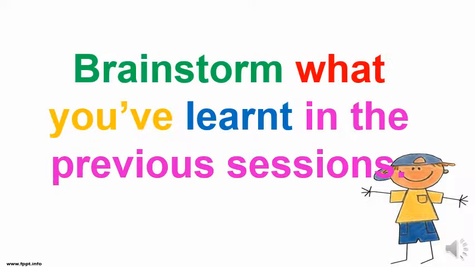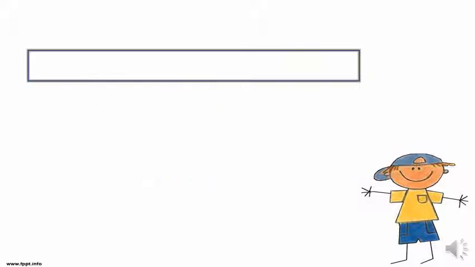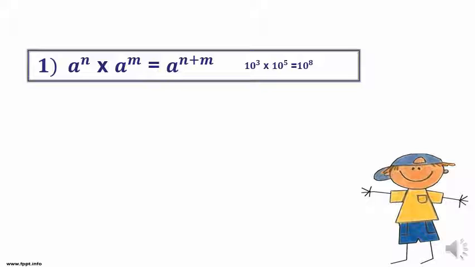Let's make a brainstorm about what you have learned in the previous session. Okay, starting with the first rule, when you have two powers that are multiplied having the same base, you keep the base and add the exponents. Example, 10 to the power 3 times 10 to the power 5 equals 10 to the power 8.